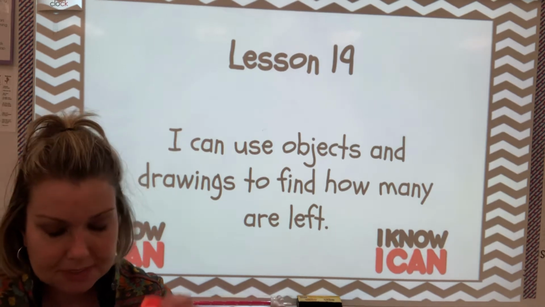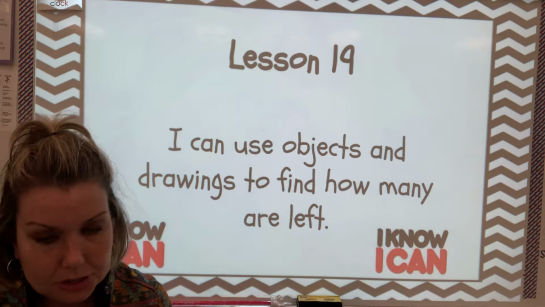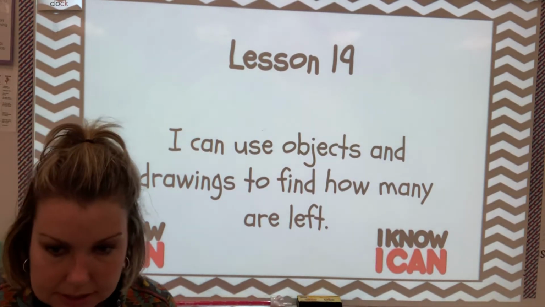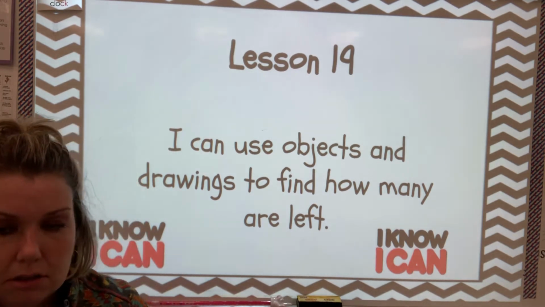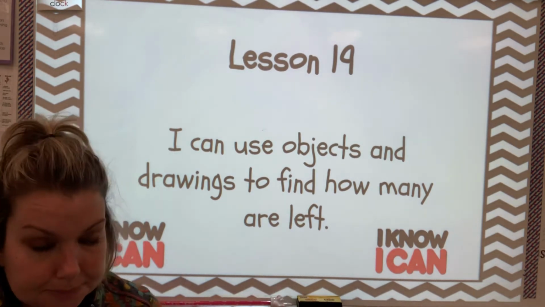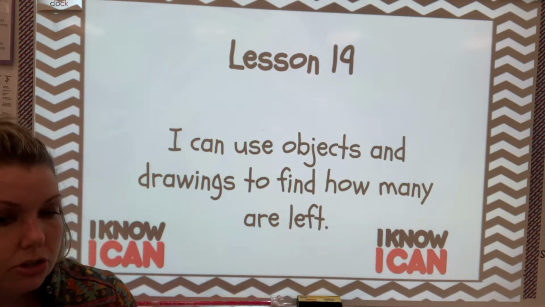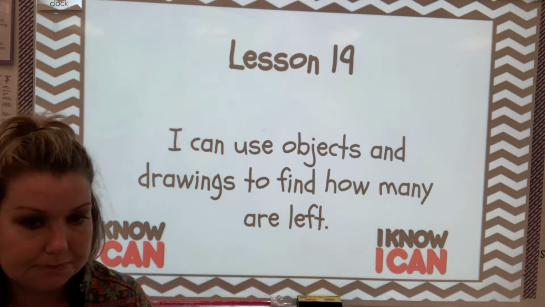Now, for our application problem, you can use Play-Doh or linking cubes or small objects. So if you want to grab those things, you can grab them and come back. My mom has to make the Play-Doh so I cannot use it. I can use cubes. That's what I would use.